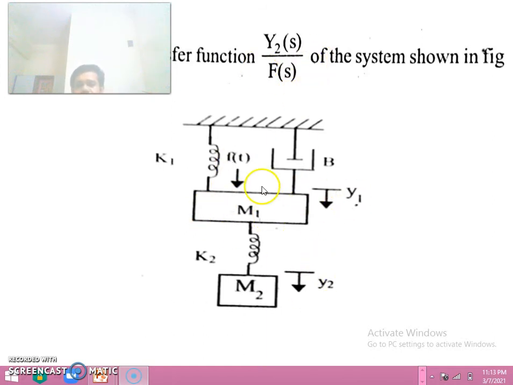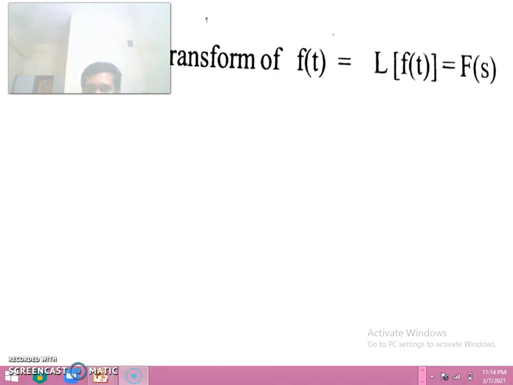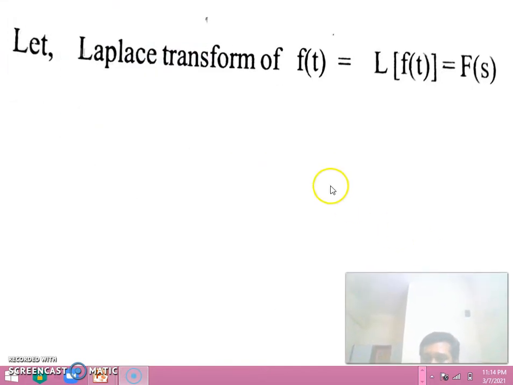Here you have two masses M1 and M2, and to the mass M1 you are applying a force of F of t. Due to the application of this force, M1 has a displacement of y1 and M2 has a displacement of y2. Due to this applied force, opposing forces will act on mass M1 and mass M2. So first we are going to draw the diagram. Here the applied input is the applied force F of t.